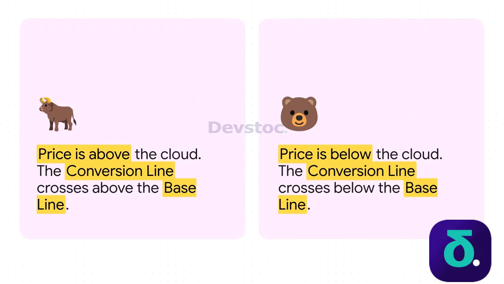First, just look at where the price is. If the price is trading above the cloud, the big picture trend is bullish. Simple as that. If it's below the cloud, it's bearish. Now, for a more immediate signal, you want to watch for when that fast conversion line crosses above the slower baseline. That's a strong bullish signal. And a cross below signals that bearish momentum is taking over.